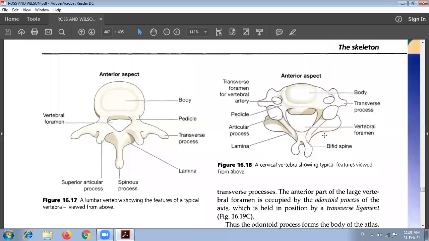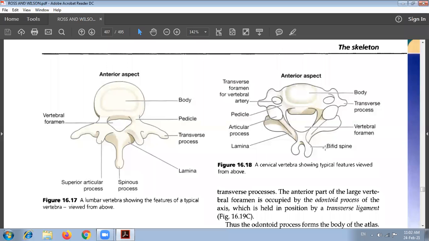Then the vertebral foramen, through which the spinal cord is passing. So the spinal cord starts from the brain and goes downward towards the monkey bone, that is the coccyx, and has the originations of different cranial nerves. And these cranial nerves again have a passage through this vertebra.